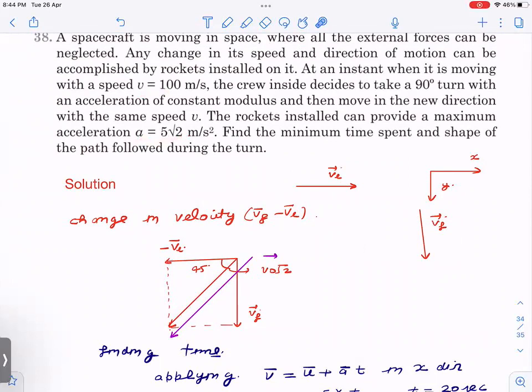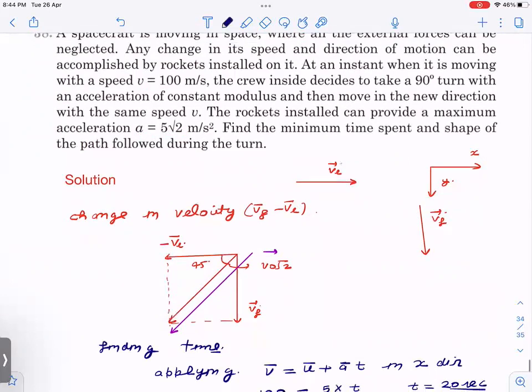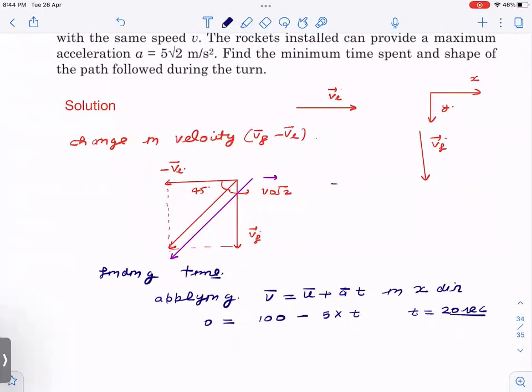To find out the time, we can just do what? We can equate. Initially the aircraft was moving this way. You can see here finally in this way. Then when it has completely turned, the X component of velocity becomes 0. So V is equal to U plus AT in the X direction. V is 0, U is 100, right? That is what is given.